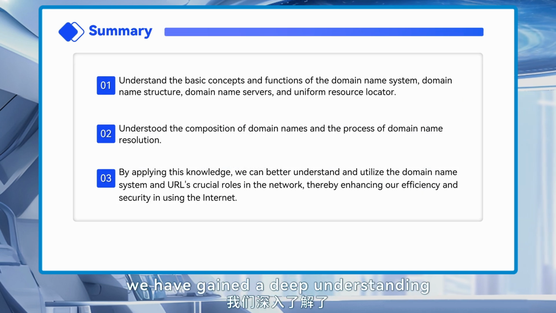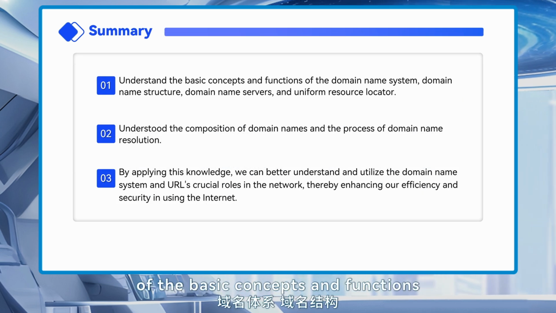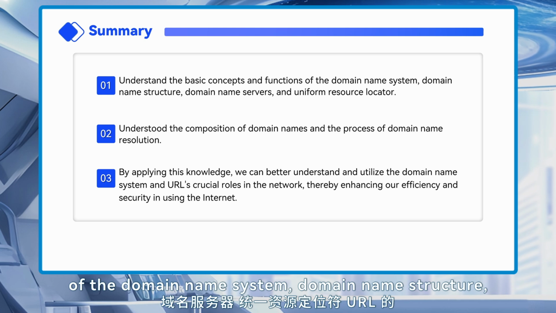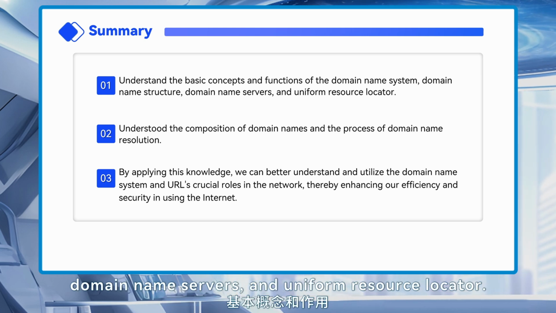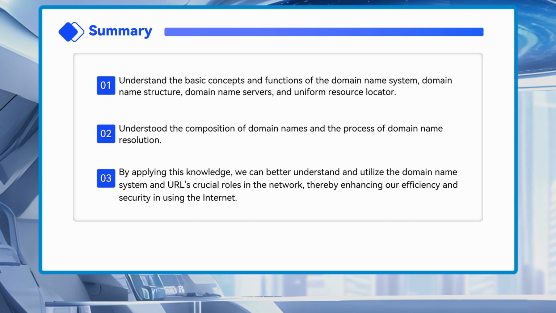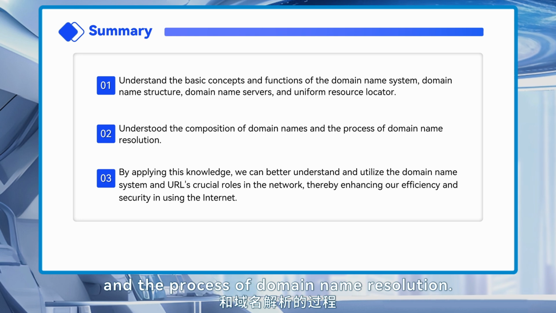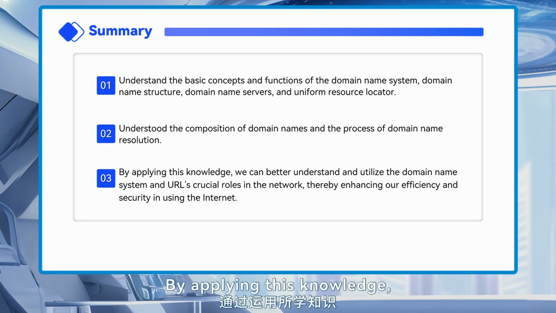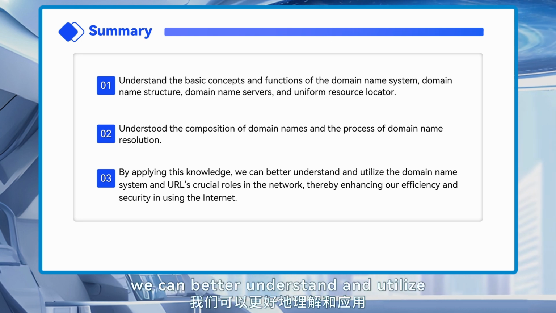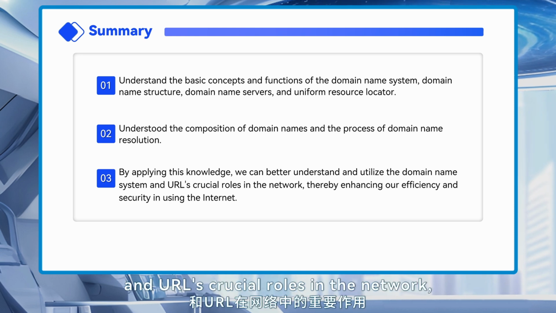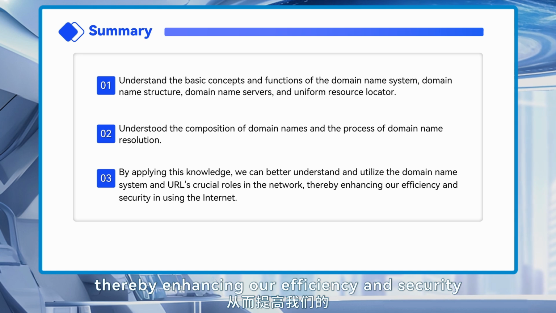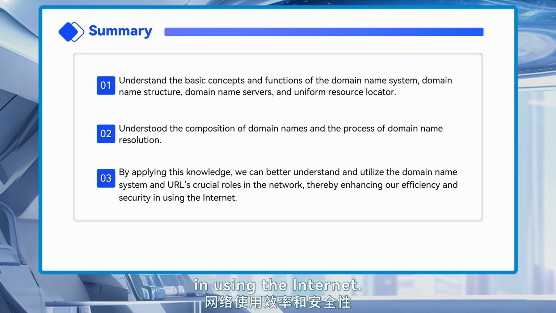Through this lesson, we have gained a deep understanding of the basic concepts and functions of the domain name system, domain name structure, domain name servers, and uniform resource locator. We have understood the composition of domain names and the process of domain name resolution. By applying this knowledge, we can better understand and utilize the domain name system and uniform resource locator's crucial roles in the network, thereby enhancing our efficiency and security in using the Internet.